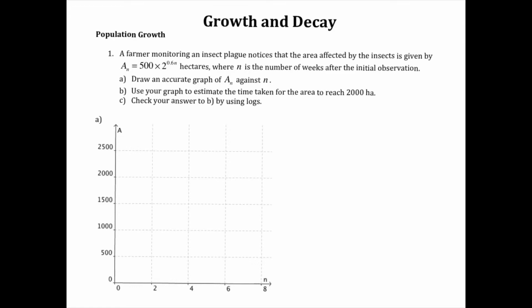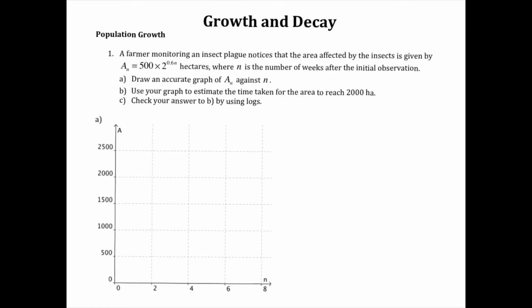It says a farmer monitoring an insect plague notices that the area affected by the insects is given by A in terms of n equals 500 times 2 to the 0.6 n hectares, where n is the number of weeks after the initial observation. So draw an accurate graph of A(n) against n.